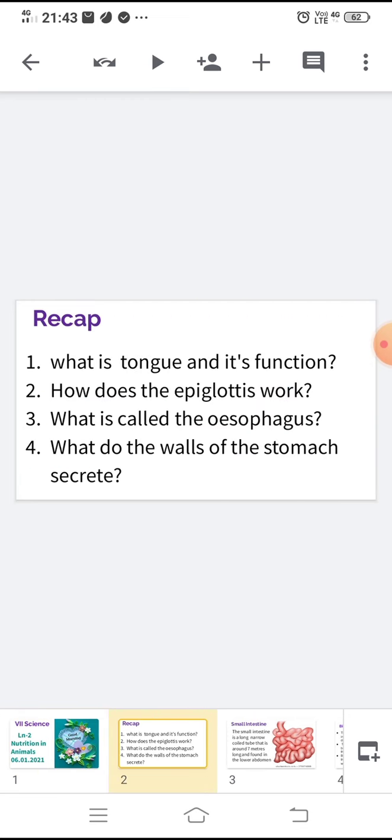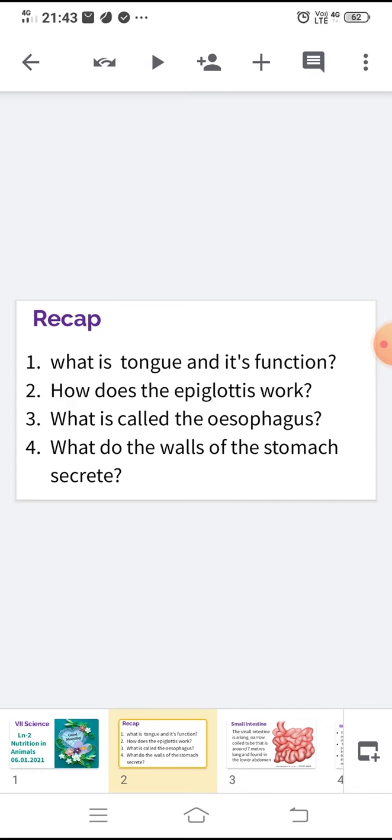What is the tongue and its function? The tongue is a muscular organ that helps us mix food with saliva. It also helps us roll the chewed food into a ball or bolus.